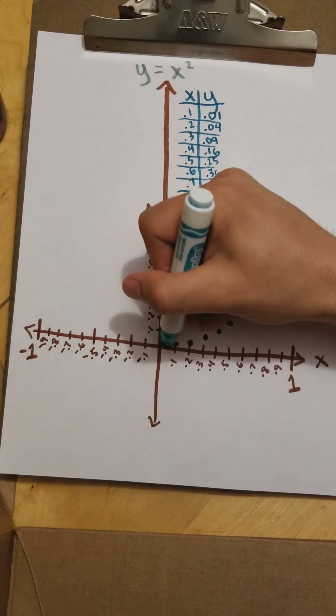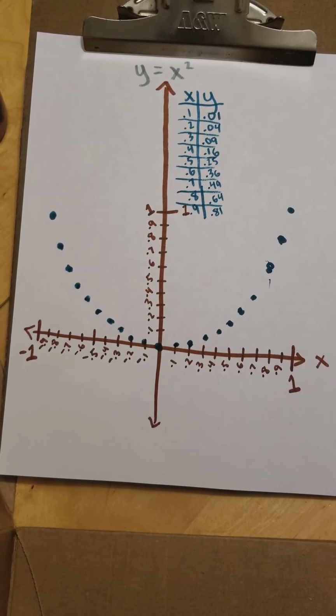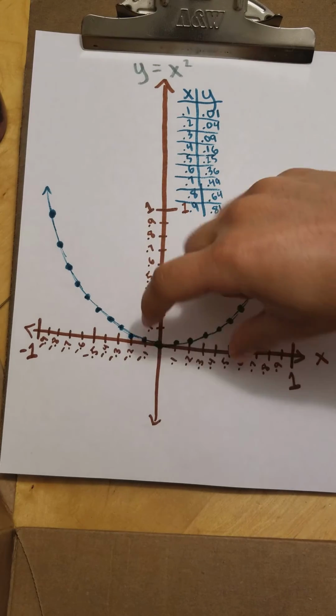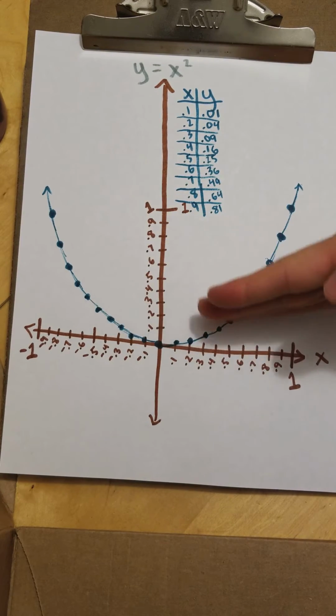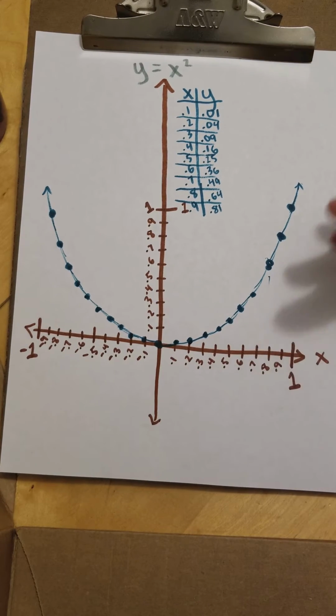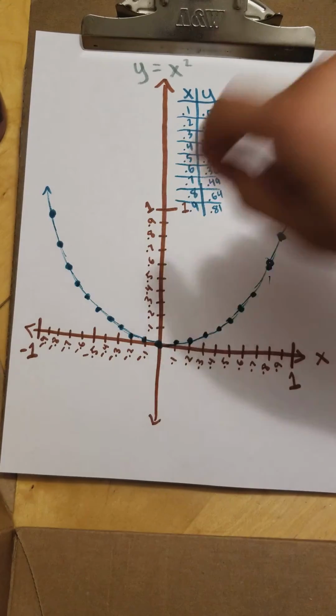0 times 0 is 0. And of course it's gonna mirror on the other side. And we get something sort of like that. If we zoomed in even more, it gets very, very, very flat as it gets closer and closer to the origin. So it really does go in very gradually and turn.